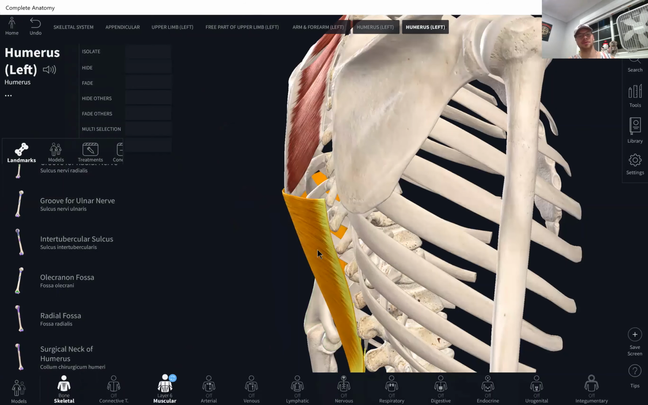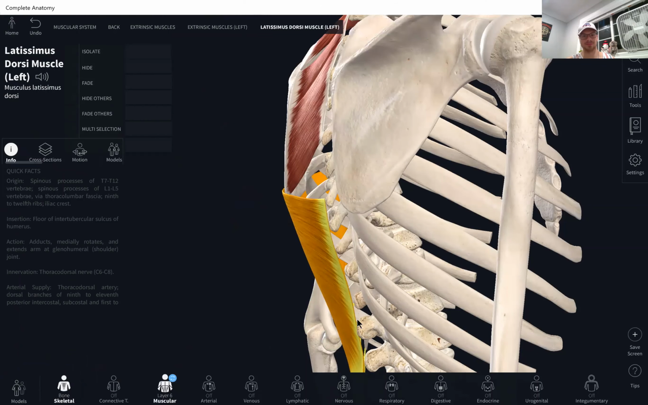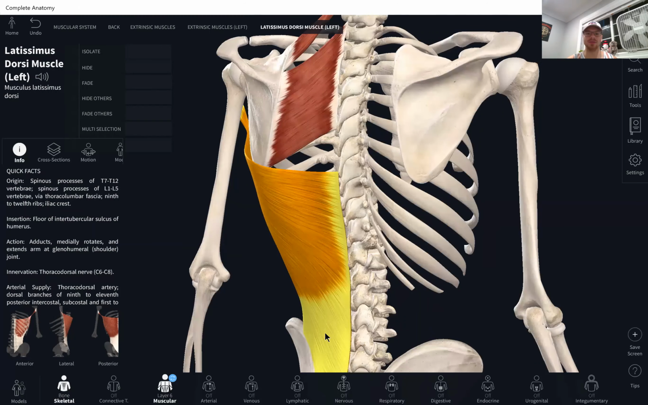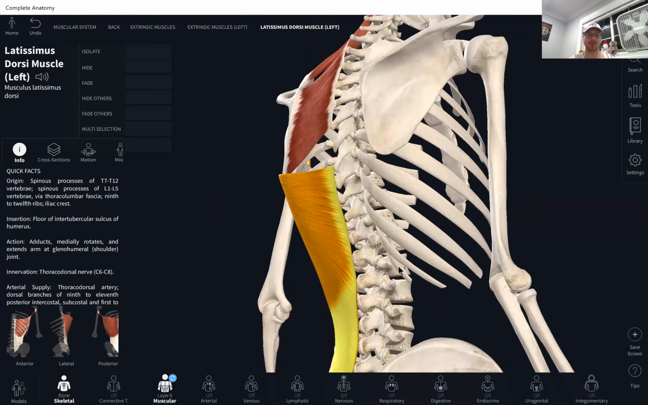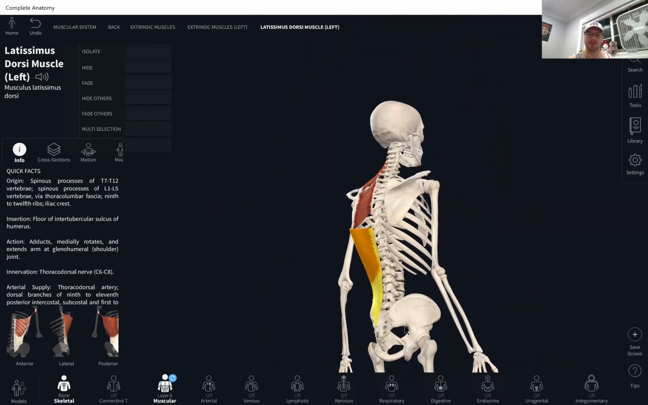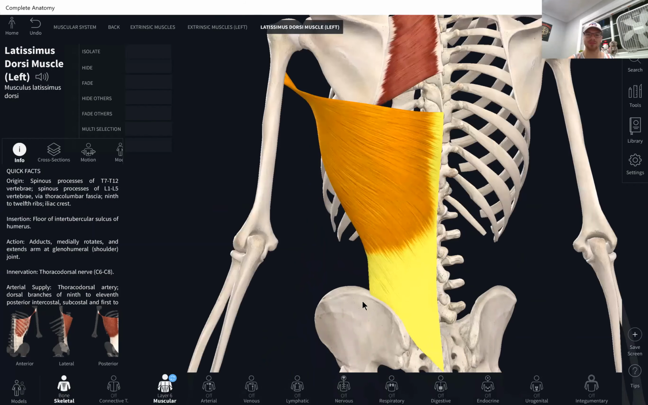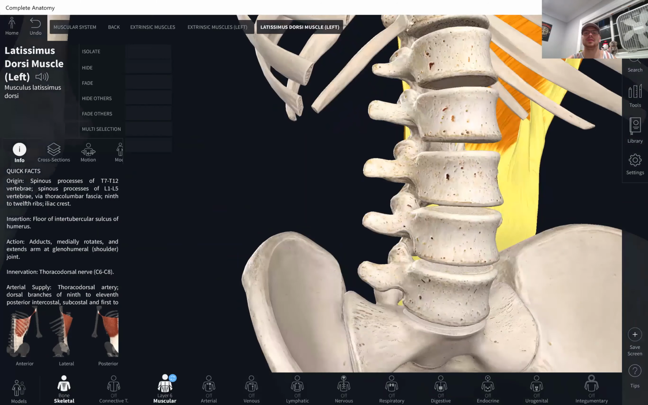It is originating from the thoracolumbar fascia. Okay, so that's the fascia of the lower spine, as well as the crest of the ilium. We can see here the tall wing of the pelvis, the ilium. It's going to originate from there. And we'll turn around and see that it also joins up with the lower ribs.